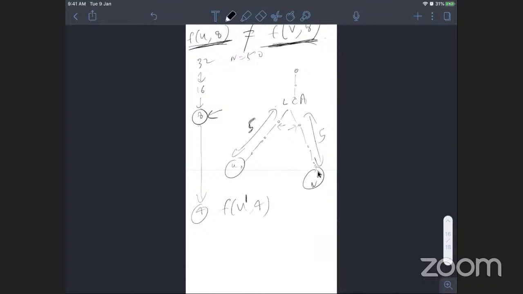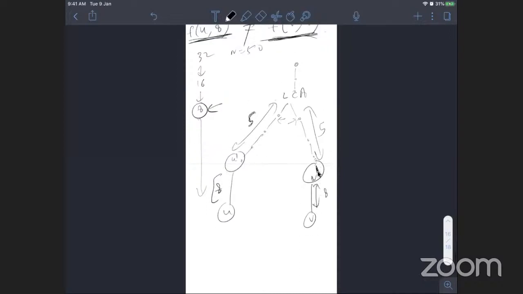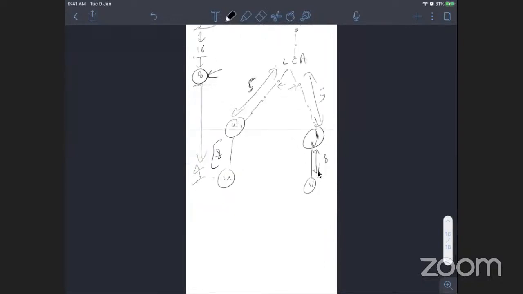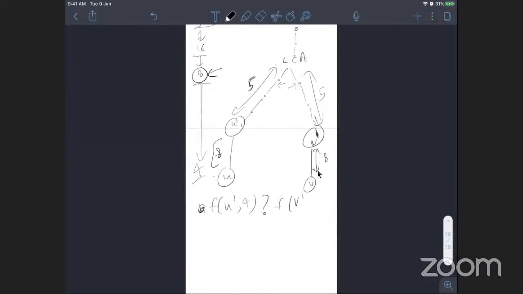Technically we are not referring to U now. We are referring to U dash. U is somewhere here, U dash is this guy, V dash is here, V is somewhere here. This was an 8 sized jump, and this was also an 8 sized jump. So after dropping from 32 to 16, then to 8, then we'll drop again to 4, and we'll ask the same question. Is f of U dash comma 4 the same as f of V dash comma 4?